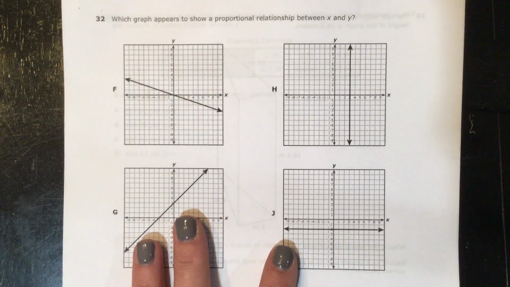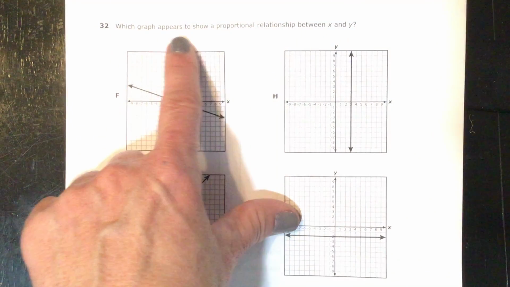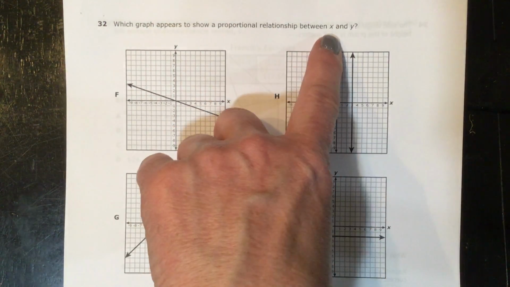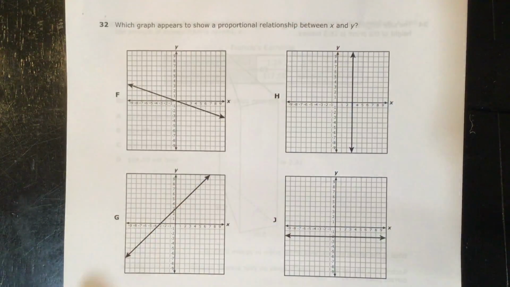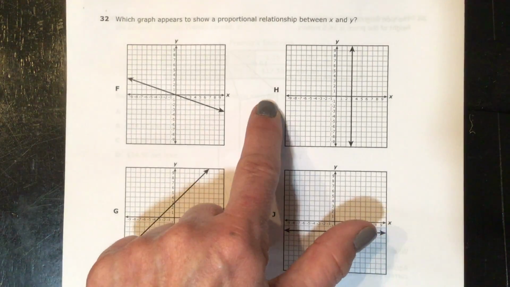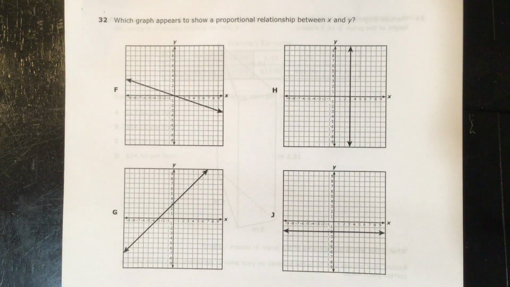Question 32. Which graph appears to show a proportional relationship between x and y? F, G, H, J.